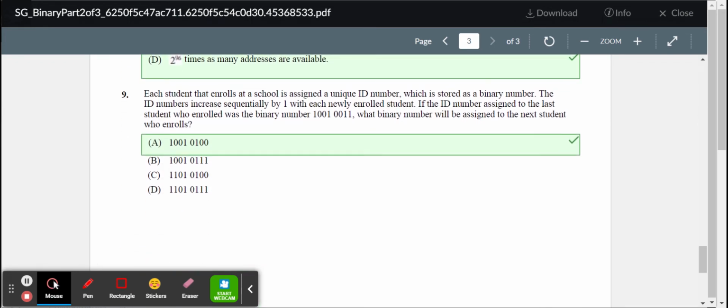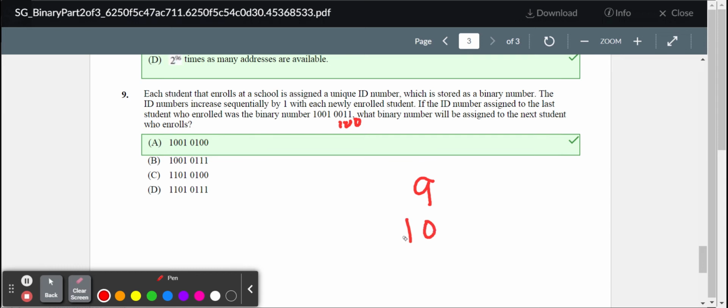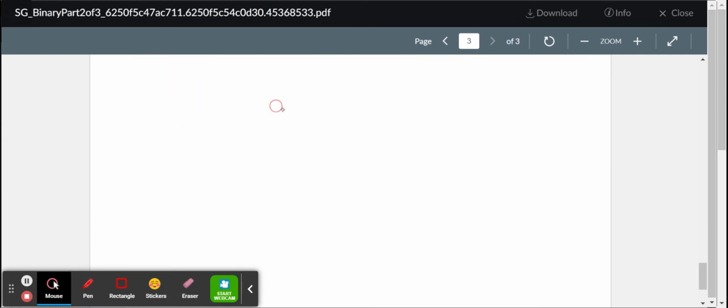Each student that enrolls at a school is given a unique ID. If the ID is assigned to the last student enrolled, was this binary? What binary will be assigned to the next student? These two ones get pushed up, so that becomes a 1, and then 0, 0. So remember, it's kind of like how our numbers work. Once you hit 9, then the next number goes 0, and then the next one pushes up to 1. So we're at 1, 1. That pushes this to 1 and these back to 0. So, hey, we're done with that one.